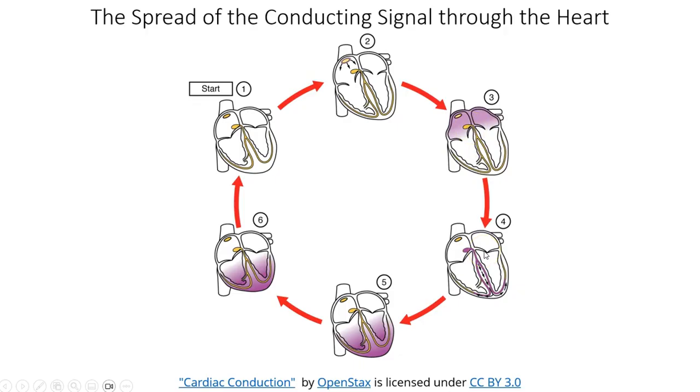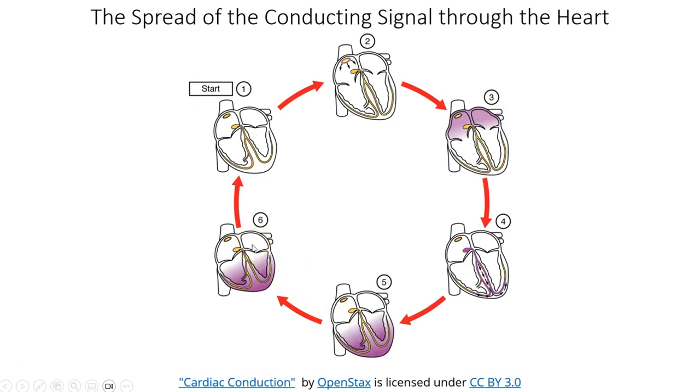Coming down here to 4, that's going to trigger again that AV node to generate its electrical signal. It's going to follow a slightly different pathway here. Now we've got our valves closed, so those are going to generate that electrical signal through the ventricles. And so we've got that spread here indicated by that purple shading on this particular heart.